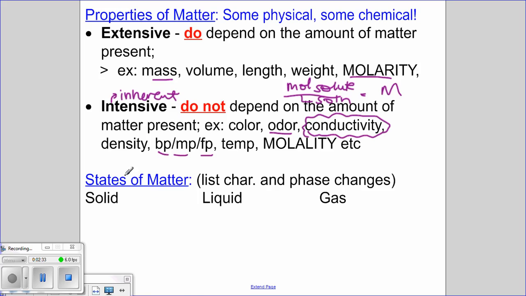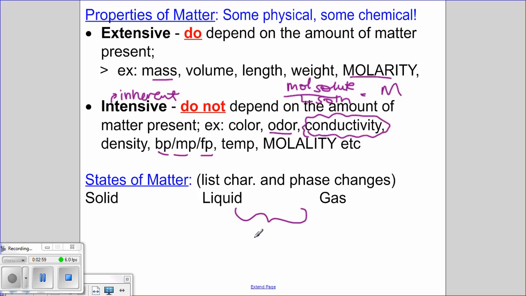Okay, then we have our states of matter. So we can classify things as solid, liquid, or gas. Some of the characteristics of solids that you'll make sure that you want to know are that the atoms are tightly packed in a regular pattern. We'll talk about cubic centered and face centered and body centered cubic later on this year. It has a fixed volume. It doesn't flow. It's not easily compressible. It has a fixed shape.